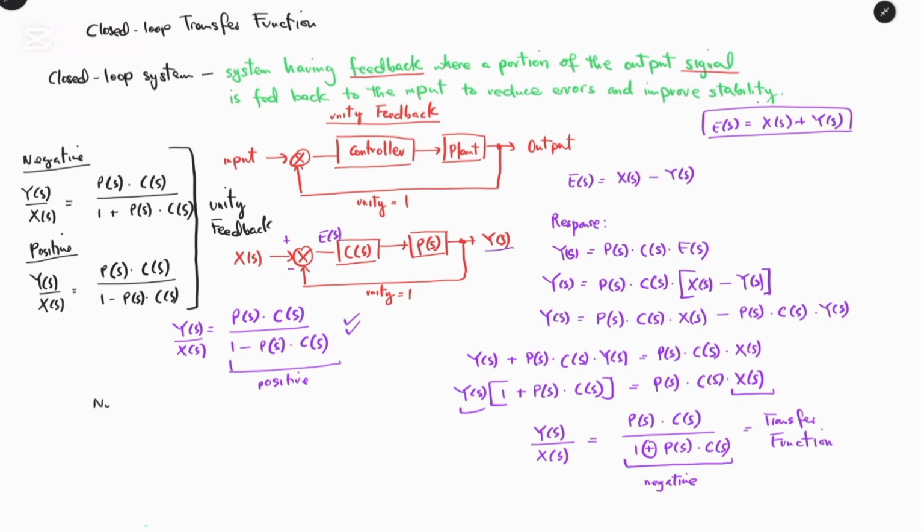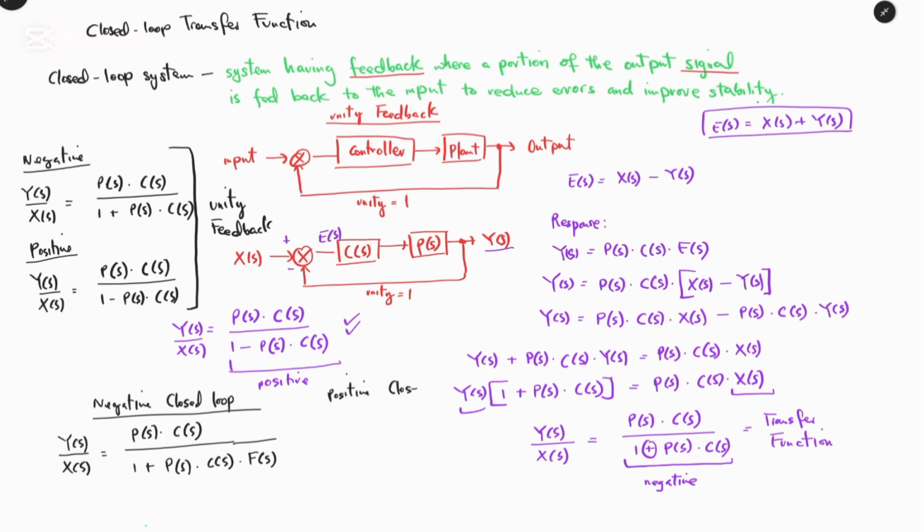And we have seen that for a negative closed loop control system, we have Y of S over X of S, which equals P of S dot C of S over 1 plus P of S dot C of S dot F of S. And for the positive closed loop, we should have Y of S over X of S, which equals P of S dot C of S over 1 minus P of S dot C of S dot F of S. So in any order, if you solve, you should be able to have this form.